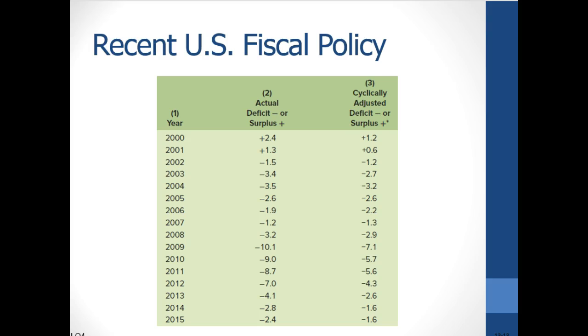The table here shows federal deficits as a minus and surpluses as a positive, as percentages of GDP from 2000 to 2015. Observe that the cyclically adjusted deficits are generally smaller than the actual deficits. This is because the actual deficits include cyclical deficits, whereas the cyclically adjusted deficits eliminate them.